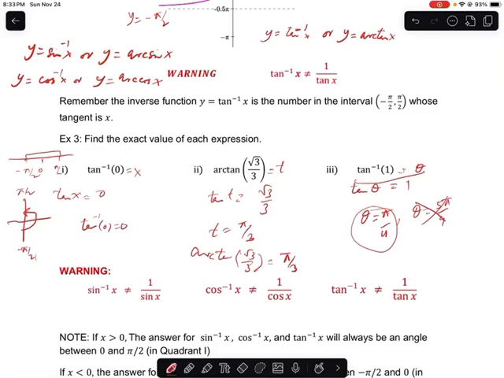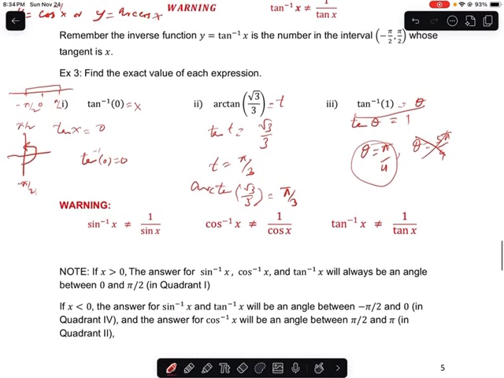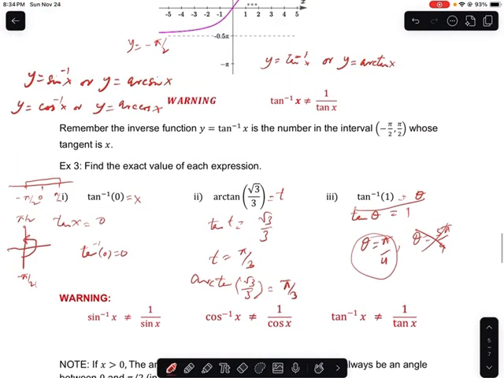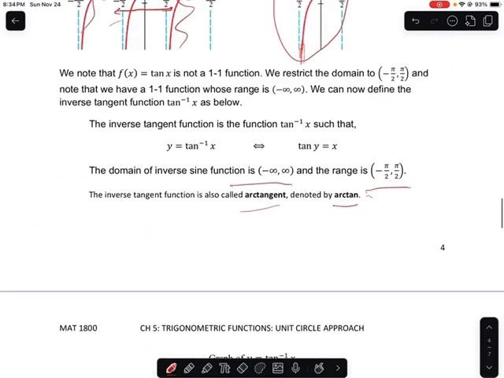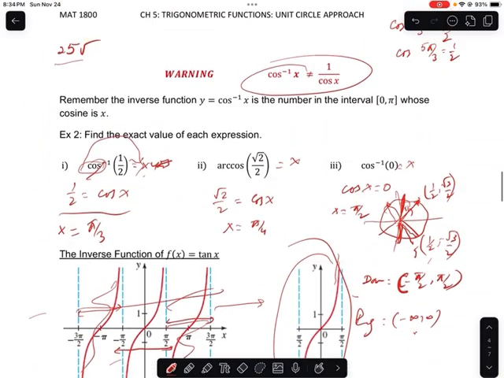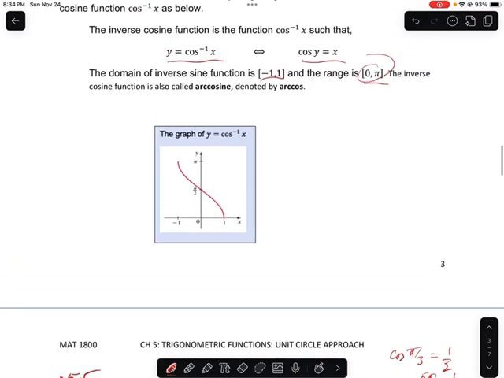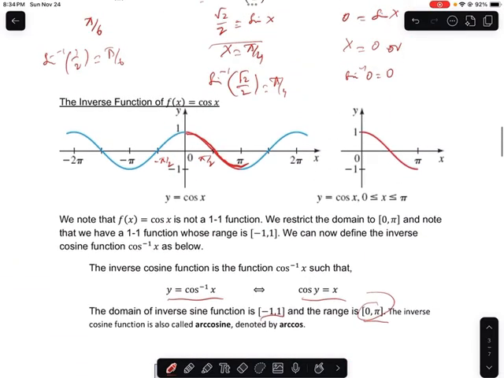Hi, we continue with section 5.5 and we saw how to create the inverse trig functions. So we actually saw the inverse function for sine: sine inverse x, or written as y is equal to sine inverse x, or y is equal to arc sine x.